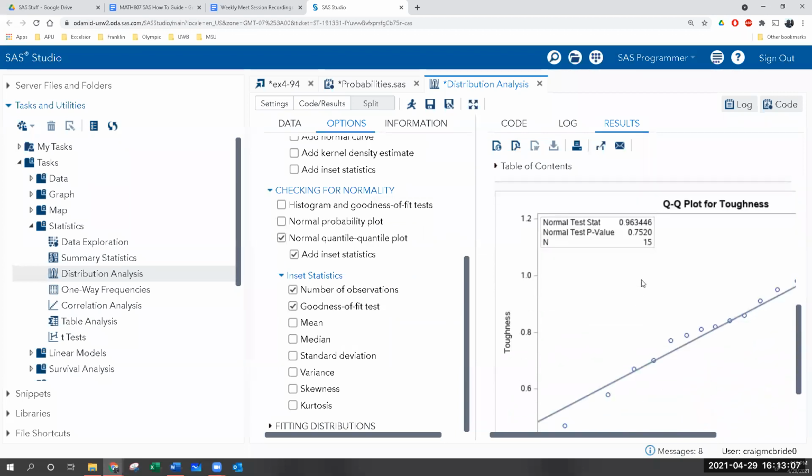it'll give you right here. There is your correlation coefficient and your p-value. Exactly. Thank you. All right.